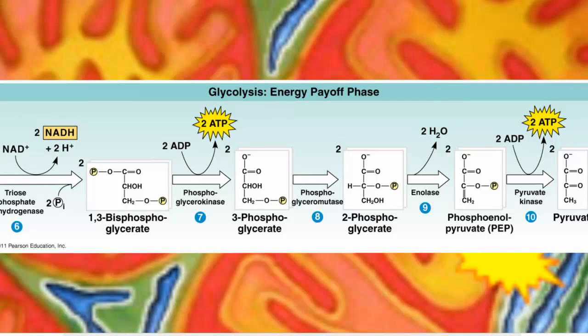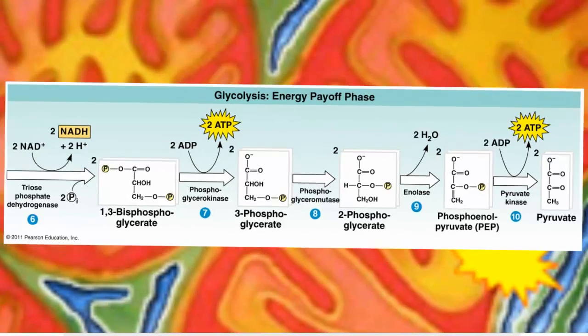We also get 2 NADHs, which will carry the electrons to the gradient that we are trying to create for the ATP synthase. We will then finish the process with 2 pyruvate molecules. That is another one of the big ideas that I want you to know. Glycolysis will produce 2 pyruvate molecules.